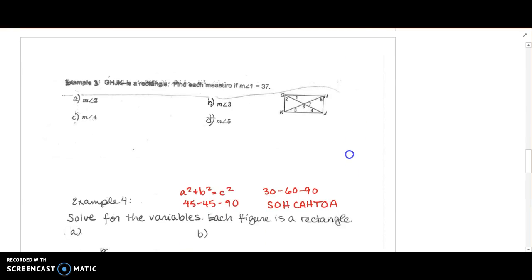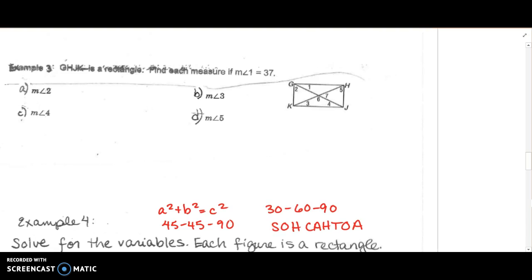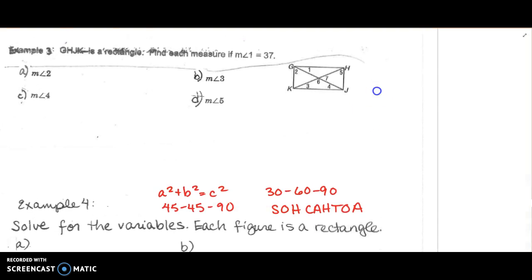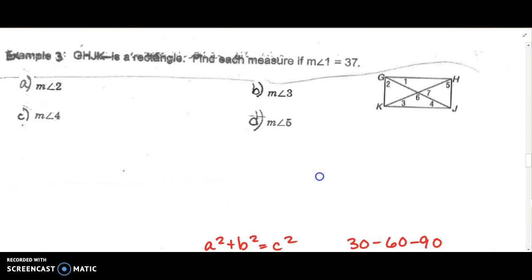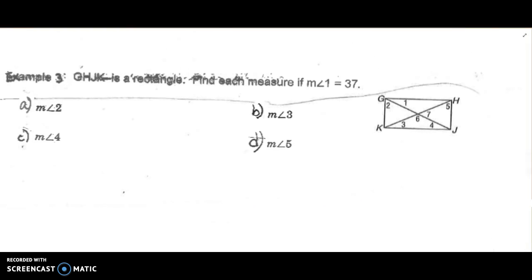All right, so let's just take a look at the top of the next page. We have BHJK is a rectangle, and the measure of angle 1 is 37 degrees. So here's angle 1, and it's 37 degrees. Perhaps the first thing you noticed is that angle 1 and angle 4 form a Z. They're alternate interior angles. And so right off the bat, you knew that angle 4 was 37 degrees.